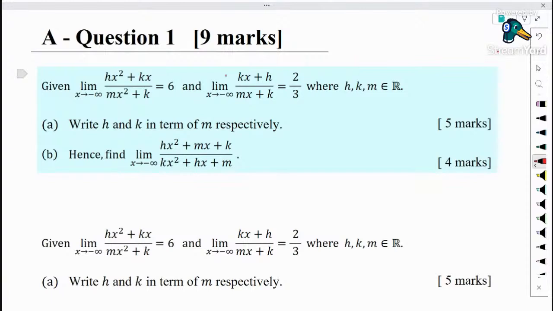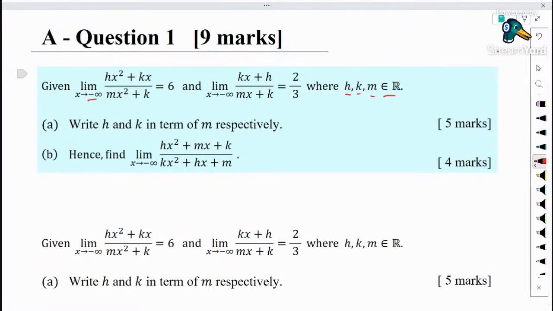You are given the limit as x approaches negative infinity of (hx squared plus kx) over (mx squared plus k) equals 6. The limit as x approaches negative infinity of (kx plus h) over (mx plus k) equals 2 over 3, where h, k, and m are all real numbers.